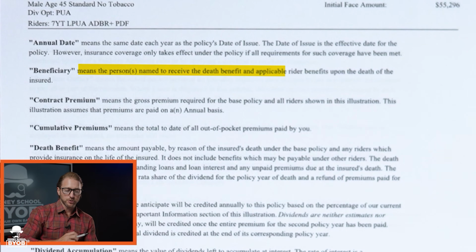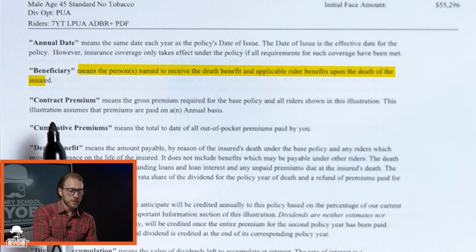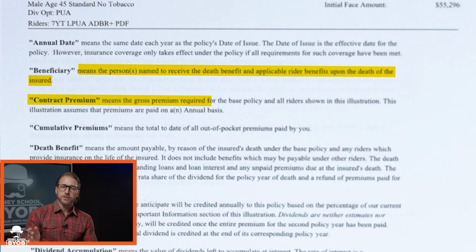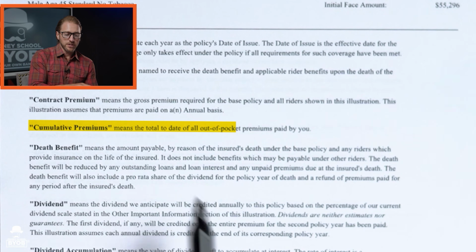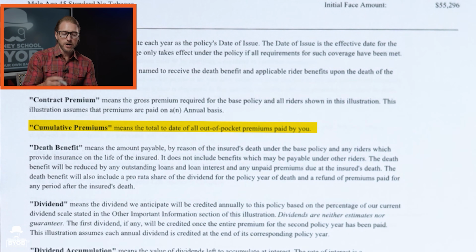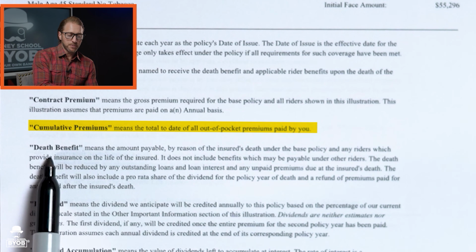Beneficiary is just the person that you want to receive the death benefit. Contract premium is the amount of premium you decide you want to put into the policy, which again, we talked about. There's paid up additions, term, and also base. So it's a combination of those three. Cumulative premiums, obviously the amount you paid out of pocket up to a specific date, and then death benefit. Death benefit's the amount that's payable to the beneficiaries that you choose.